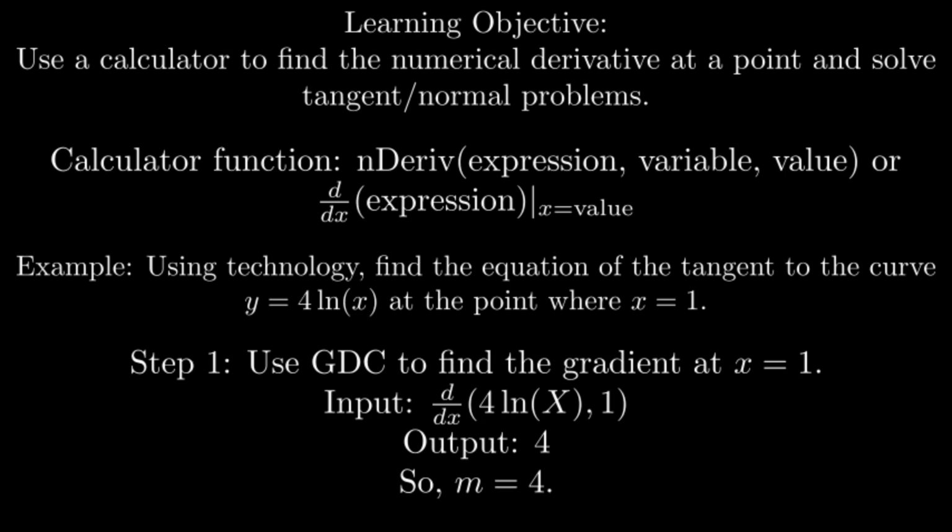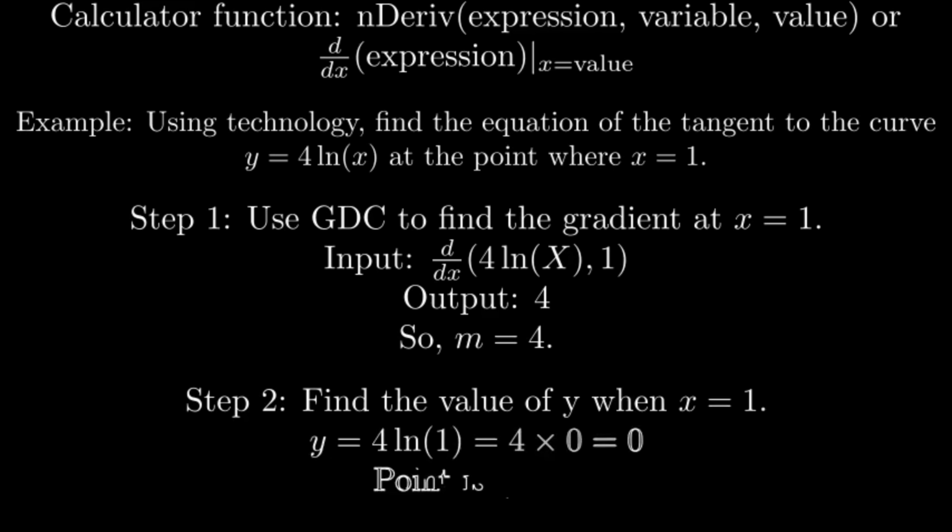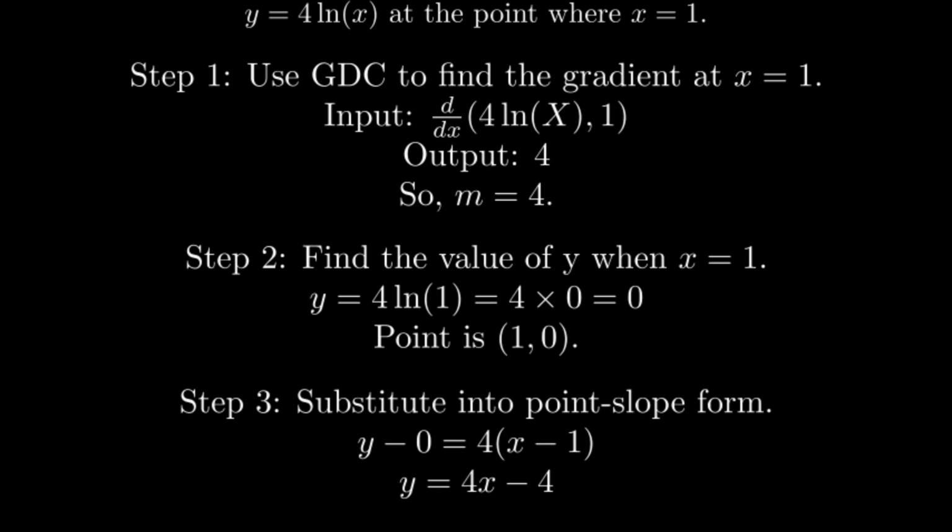The second step is to find the point of contact, which we can do by hand. We substitute x = 1 into the original function. The natural log of 1 is 0, so y = 4 times 0, which is 0. Our point of contact is (1, 0). Now we have the gradient m = 4 and the point (1, 0). We can write the equation. Using the point-slope formula, we get y - 0 = 4(x - 1), which simplifies to y = 4x - 4.